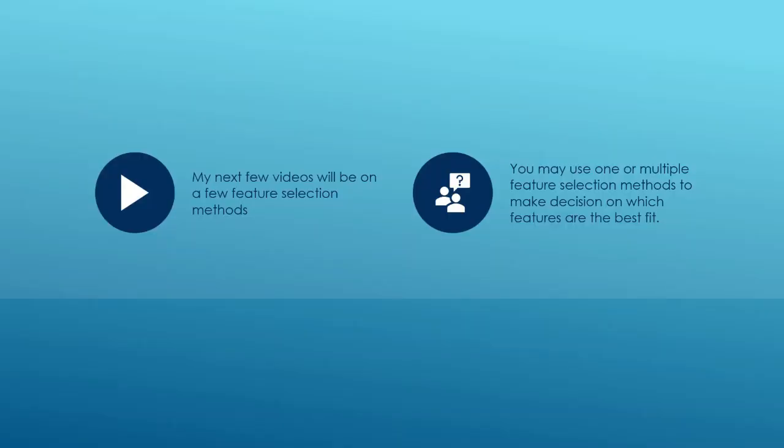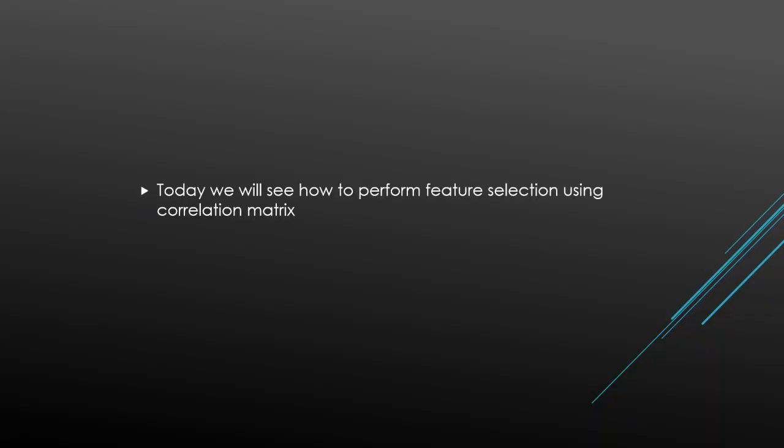So my next few videos will be on a few feature selection methods. It is important to know a few different feature selection methods, because after you do a few different feature selection methods, then you will be able to make a decision on which features are best fit for your model or your problem. Today, we will see how to perform feature selection using correlation matrix, probably the simplest method for feature selection. And slowly in my upcoming videos, we will move towards some more complex ones, but none of the feature selection methods are too complicated. All of them are fairly simple.